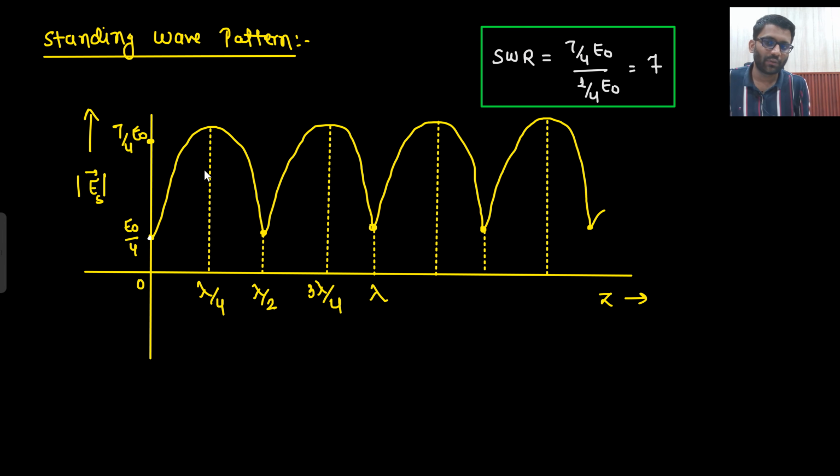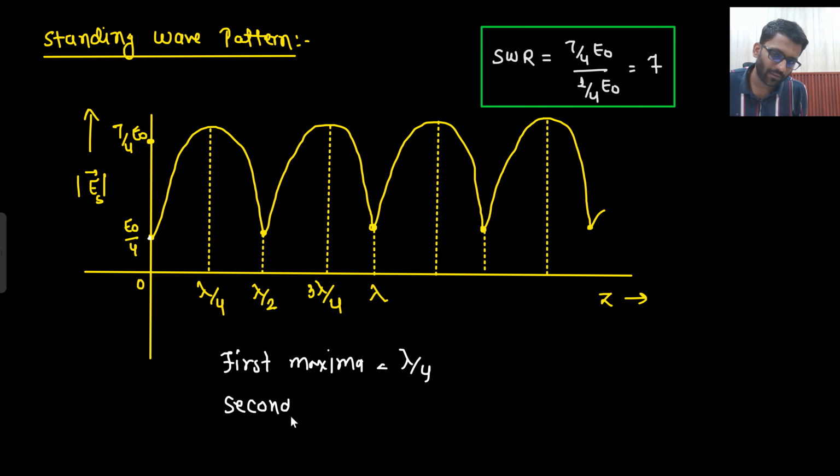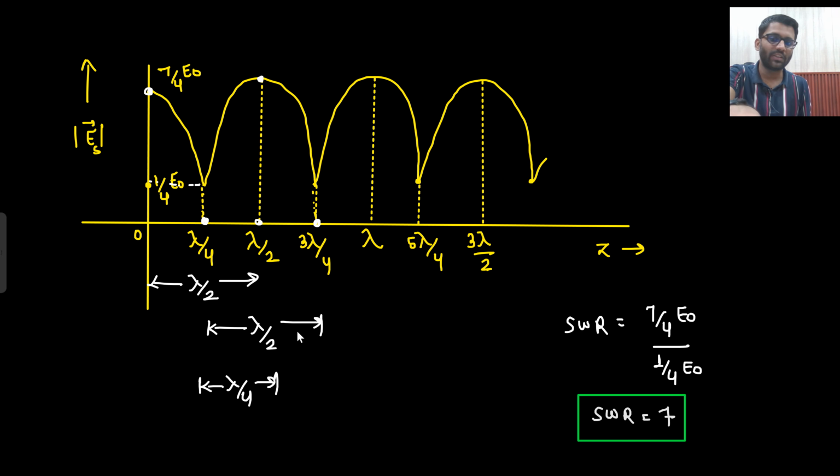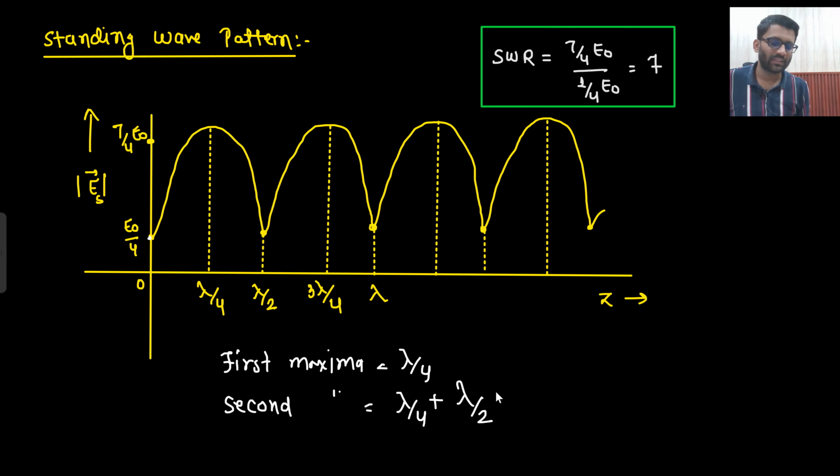If you see this pattern, the first maxima was at lambda by 4. If I need to find where my next maxima will be, what I need to do? Plus lambda by 2, right? That would be 3 lambda by 4. What I mean to say is that my first maxima was at lambda by 4. That means my second maxima will be at lambda by 4 plus lambda by 2, because I told you the distance between two consecutive maxima and two consecutive minima will always be lambda by 2. So I get 3 lambda by 4. This I can see from the graph, but if I have calculated the first one, then I can calculate the other as well.